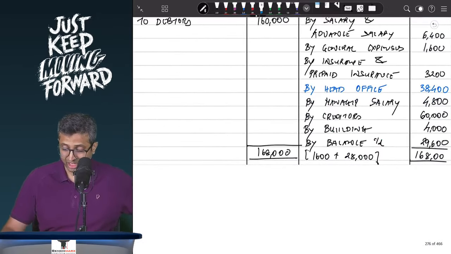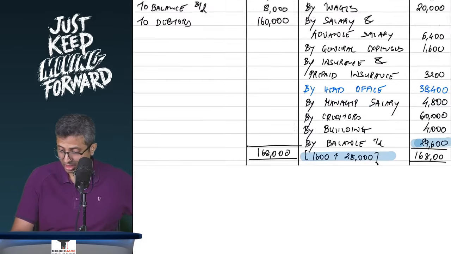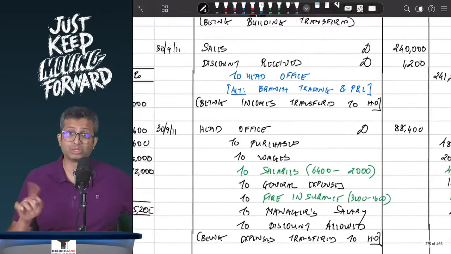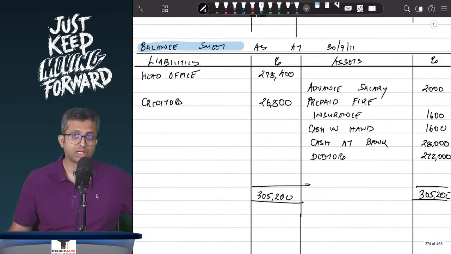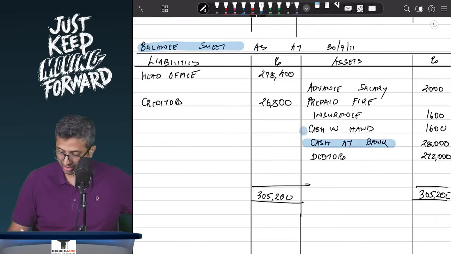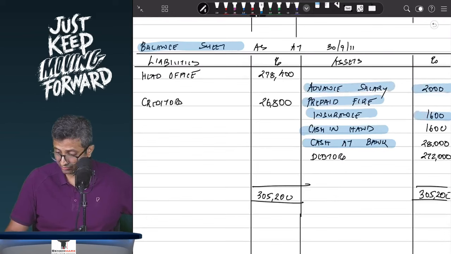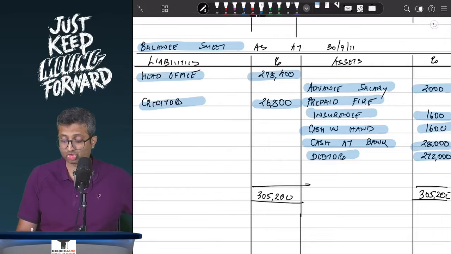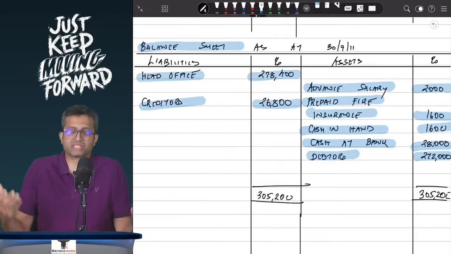Cash and bank, after all said and done, ultimately you have cash and bank together at 29,600. You will put all of this in your balance sheet. Will furniture appear in my balance sheet? Will building appear in my balance sheet? No, this will appear in HO's balance sheet. So you'll have cash at bank, cash in hand, prepaid insurance, advance salary. And other than that, you'll have creditors, and unlike share capital or partners' capital, you'll have the HO account.